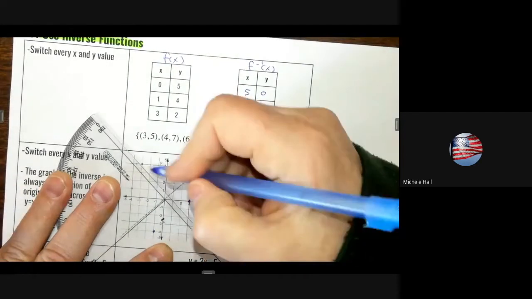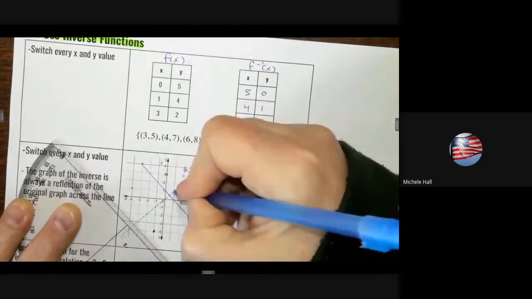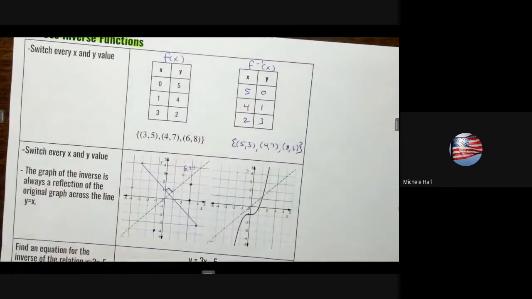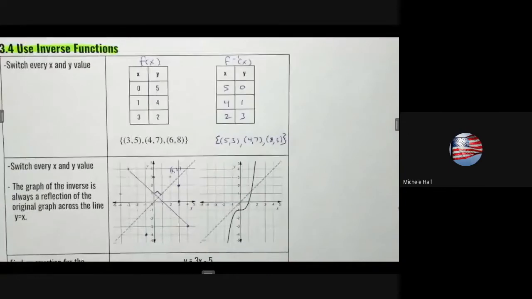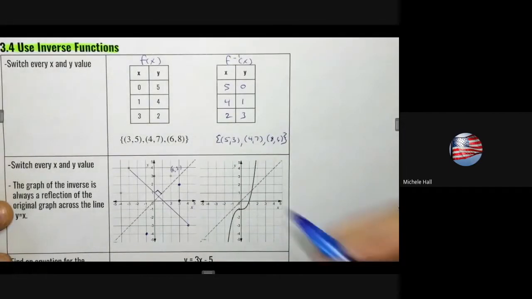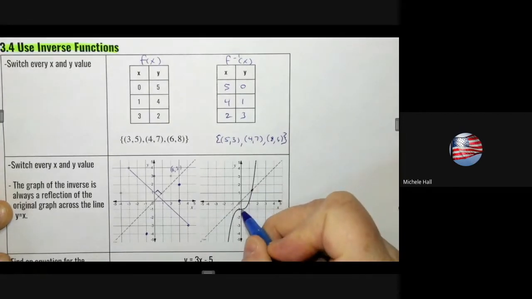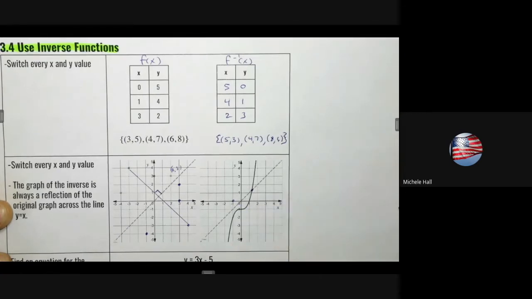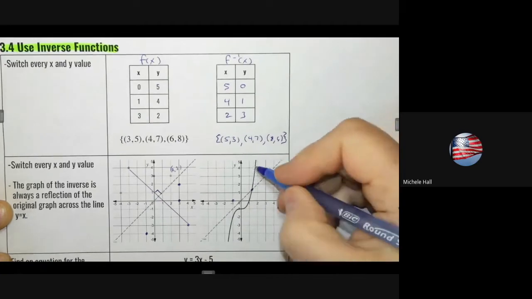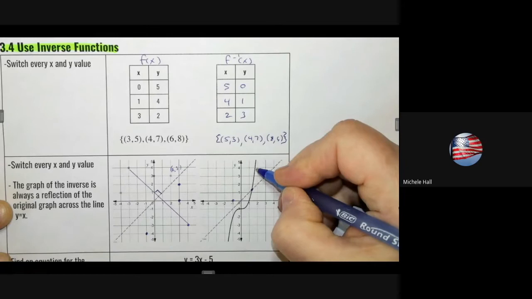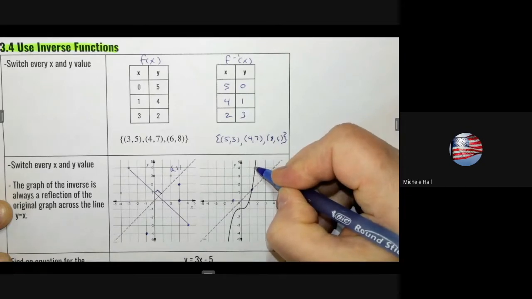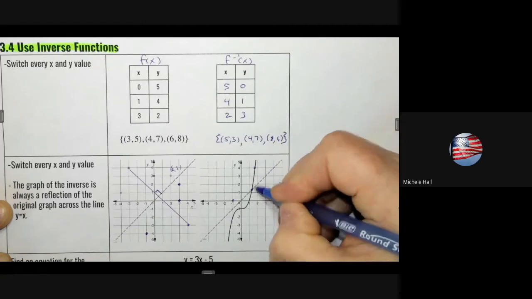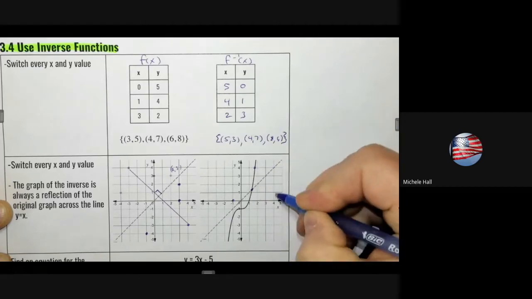The reflection is perpendicular to the y equals x line. Looking at the next example, we see that it's crossing the y equals x line. If I have 0, -1 in the function, that would mean -1, 0 would be in the inverse. And let's pick a point up here. This is about 1 3/4, 4. So I'm going to go to 4 and 1 3/4.